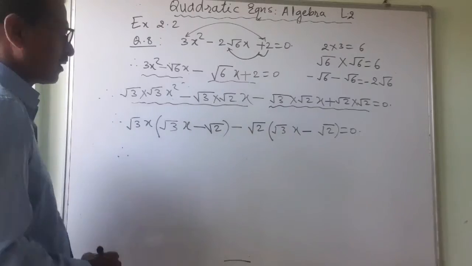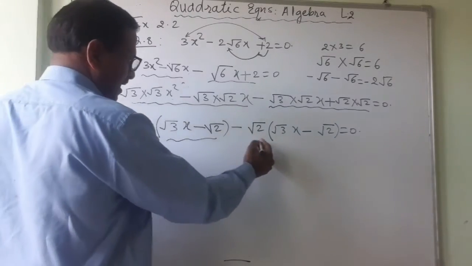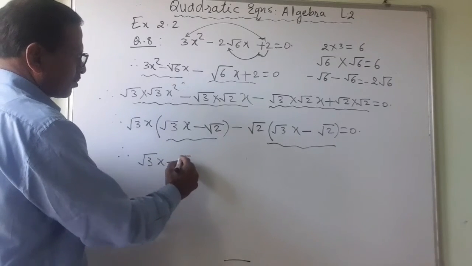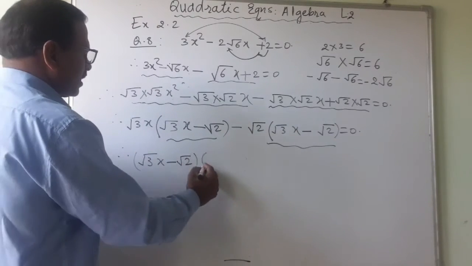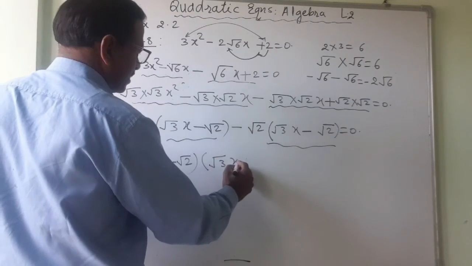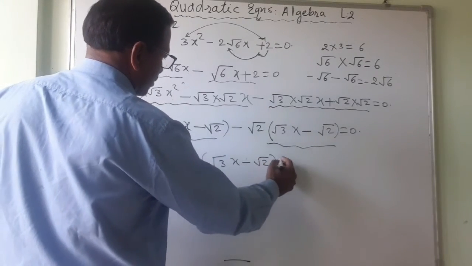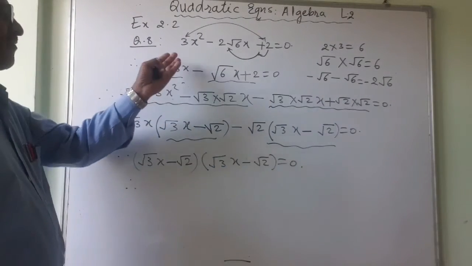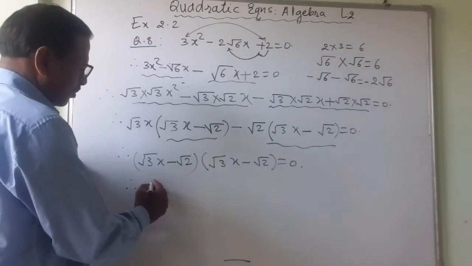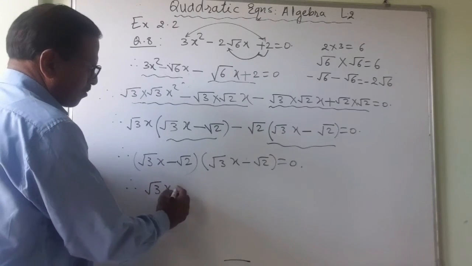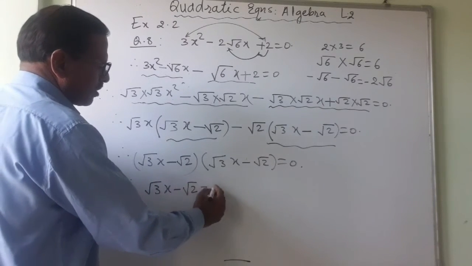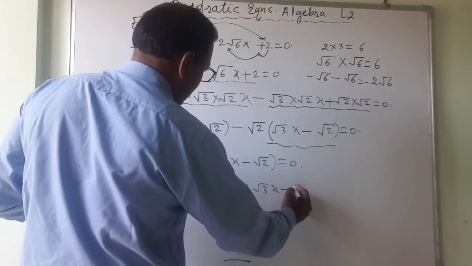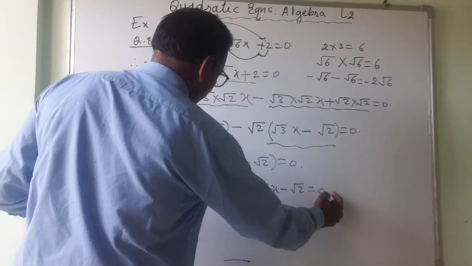Therefore, next will be this and this is same. Therefore, root 3x minus root 2 into another bracket root 3x minus root 2 is equal to 0. Therefore, naturally this is the perfect square of this. Therefore, root 3x minus root 2 is equal to 0, or root 3x minus root 2 is equal to 0.